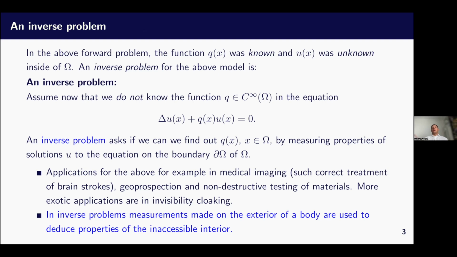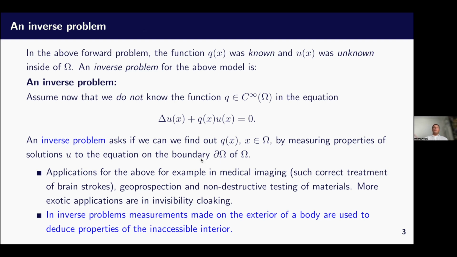An inverse problem asks if we can find out q by measuring properties of solutions to this equation on the boundary ∂omega. Note that we don't know what the solution u is inside omega, because in that case, this problem would be trivial, and you could find q just by dividing this equation by u. But we know some properties of the solution u on the boundary.